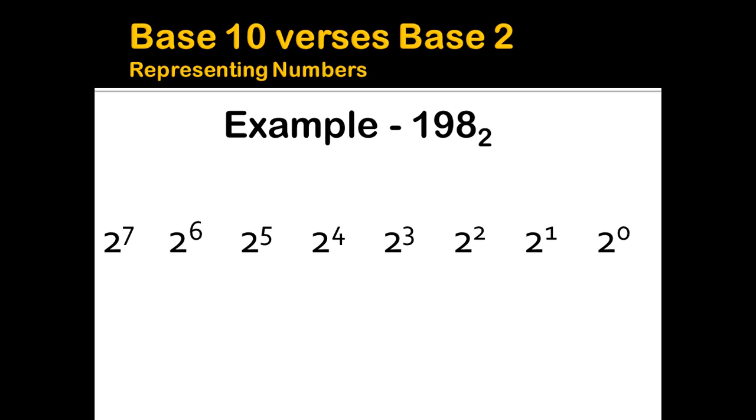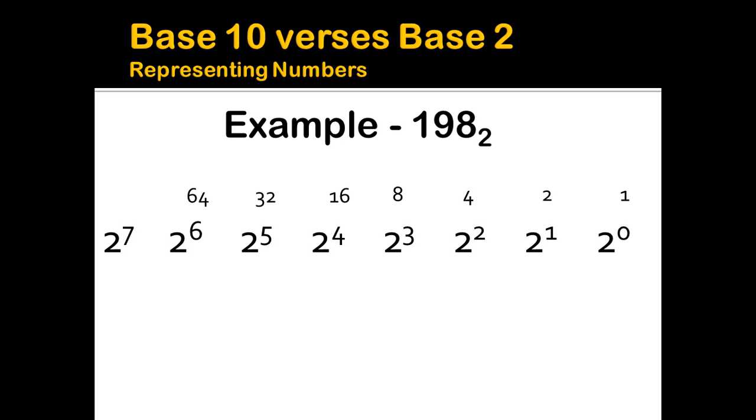Now, powers of 2 will be 2 to the 0. Anything to the 0 power is 1. 2 to the first power is 2. 2 squared is 4. 2 to the third power is 8. 2 to the fourth power is 16. Do you notice a pattern here? Every time we raise 2 to the next power, the value doubles. So if we kept going, 2 to the fifth is 32.